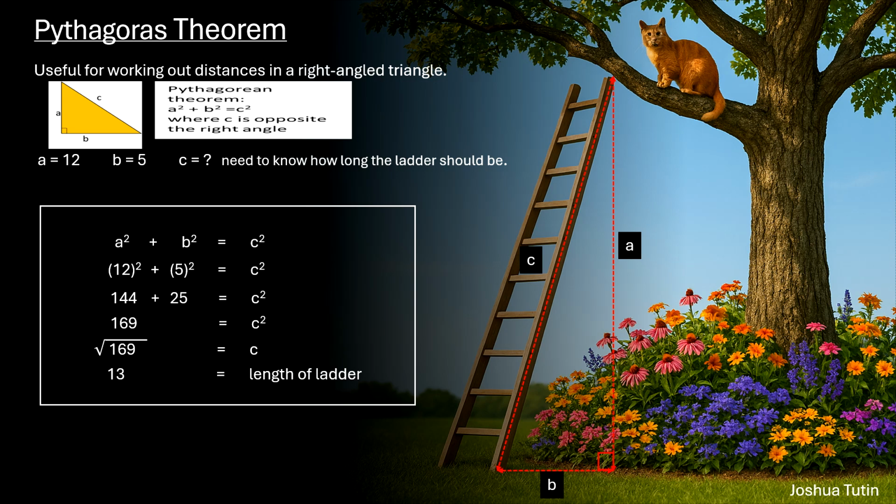Now, it's worth noting that both 13 squared and (minus 13) squared are 169, but since ladders cannot be negative lengths, we know that with c squared being 169, c must be equal to positive 13. And this is the length of the ladder we need for rescuing the cat.